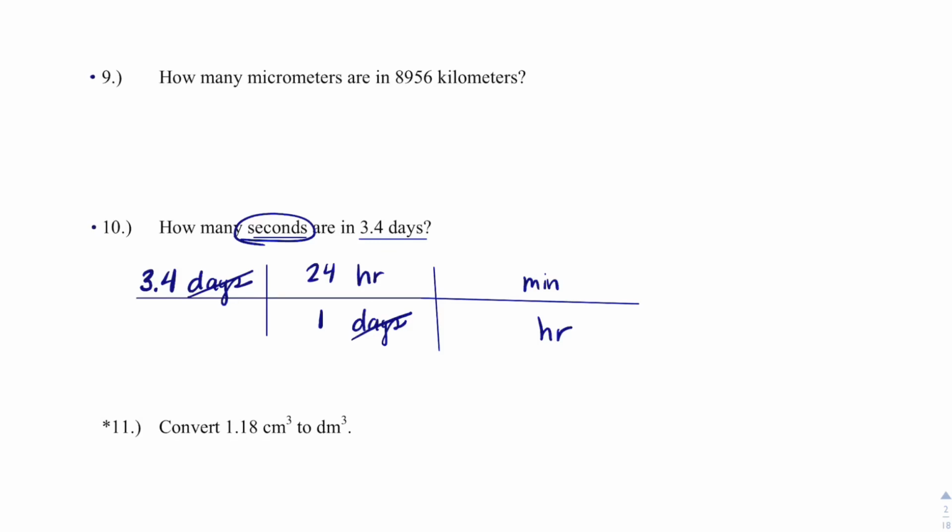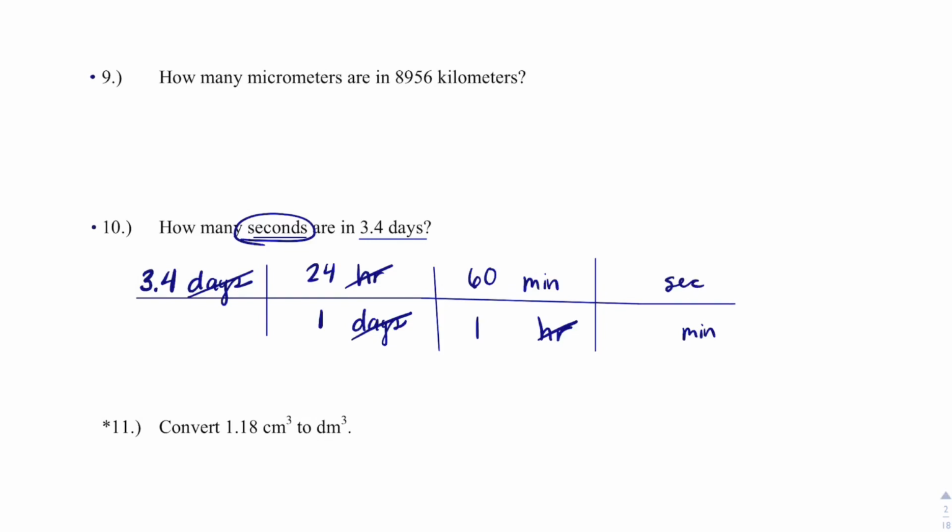I don't know how many hours are in a minute, but I know how many minutes are in an hour. And so I'm going to do 60 minutes for every 1 hour, and my hours cancel. And I'm at minutes. So now I'm going to convert minutes to seconds, and that's my desired unit.